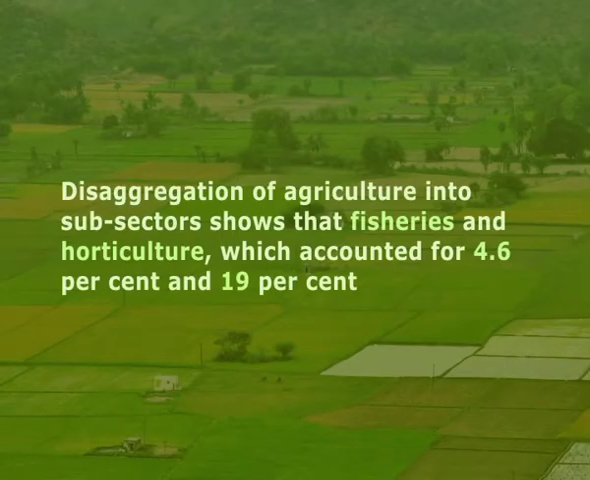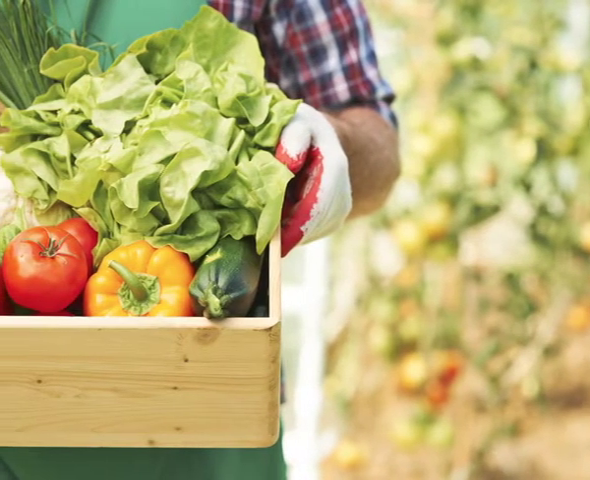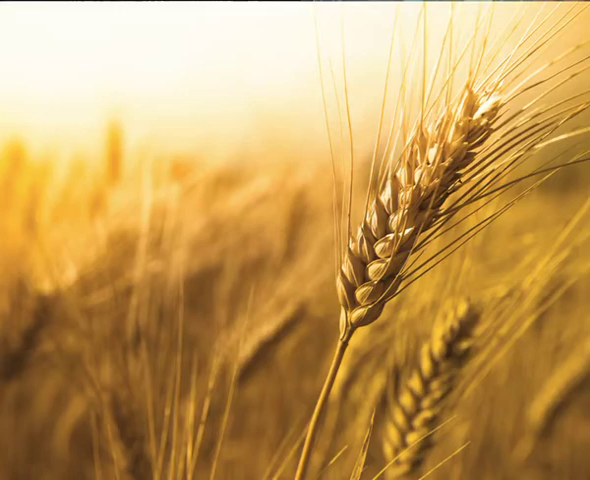This disaggregation of agriculture into subsectors shows that fisheries and horticulture, which accounted for 4.6% and 19% of the value of output of agriculture and allied sectors, were the main sources for the acceleration in growth rate of agricultural output in the initial years of reforms. In the 1980s, the agricultural output grew at about 4% per annum. India has attained self-sufficiency in wheat and rice, but after liberalization and towards the end of the 90s, the rate of growth declined to 2%.